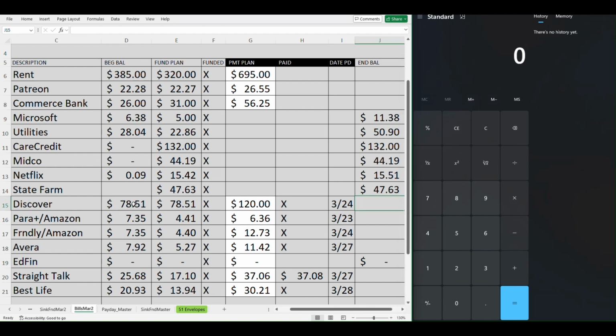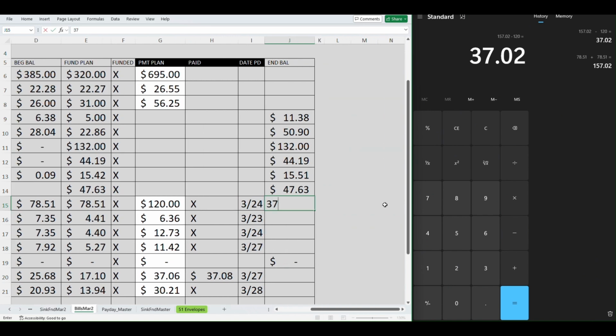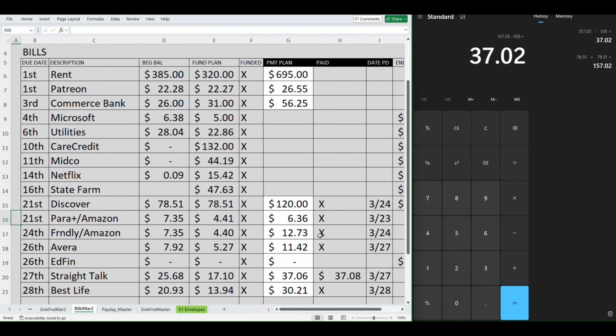And we'll start with Discover. So the beginning balance was $78.51, and then I funded another $78.51. That's the total there. And then I took that minus the $120 that was paid, and that becomes the ending balance. So I'll just keep doing this throughout the rest of the bills that I know that have been paid so far.